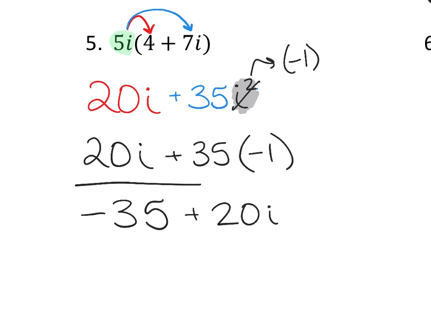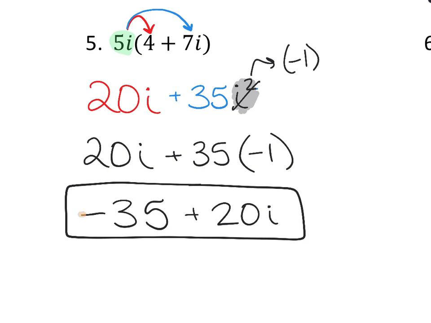I can see a question already forming in your head. Miss Quigley, why did you write the 35 first? It's a good question. For complex numbers, we always put the real part first, and the imaginary part last. So you see how that's the real part because it doesn't have an i? And that this is the imaginary part because it has an i attached to it? We always want to put the real thing first and imaginary thing second.